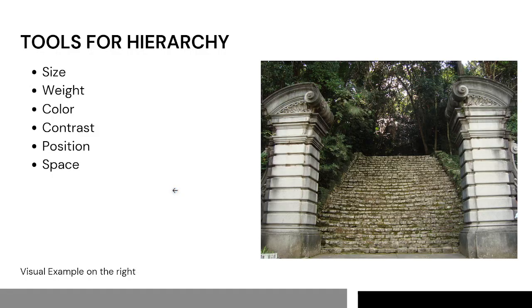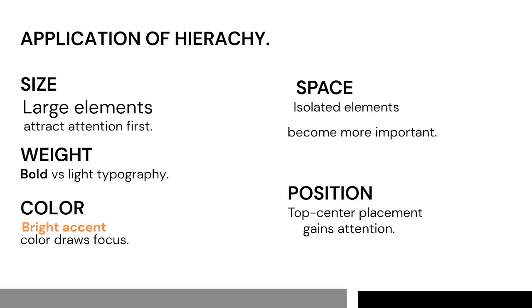And there are tools for hierarchy. We have size, weight, color, contrast, position, space, and other ones, but these are the ones we'll be looking at for the sake of this training. And these are the practical applications of hierarchy. When it comes to size, a large element is bigger and it attracts attention first. Large elements attract attention first. The large element here is bigger than the text below it.